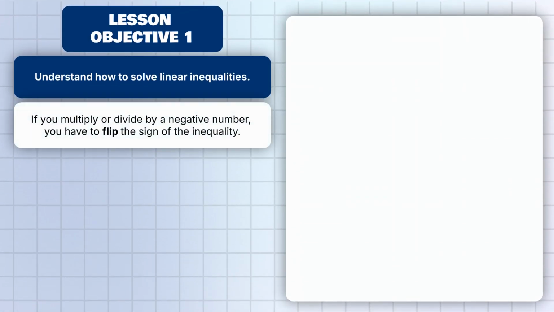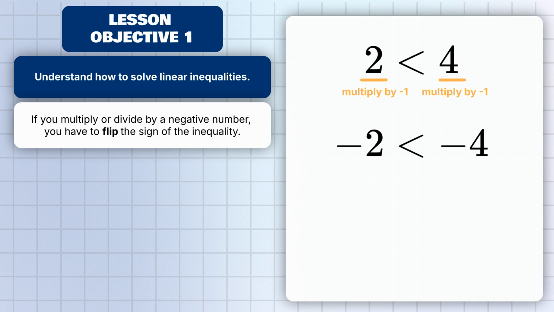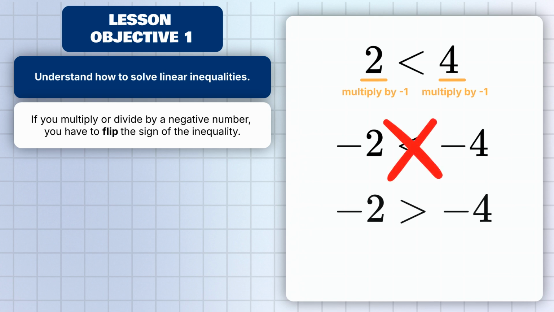One important difference to note when dealing with inequalities as opposed to equations is that if you multiply or divide by a negative number, you have to flip the sign of the inequality. To see an example of why this is necessary, consider the inequality 2 < 4, which is obviously true. Multiplying both sides by -1 gives us -2 < -4 if we do not flip the sign. But we know this is not the case since -2 is actually greater than -4.